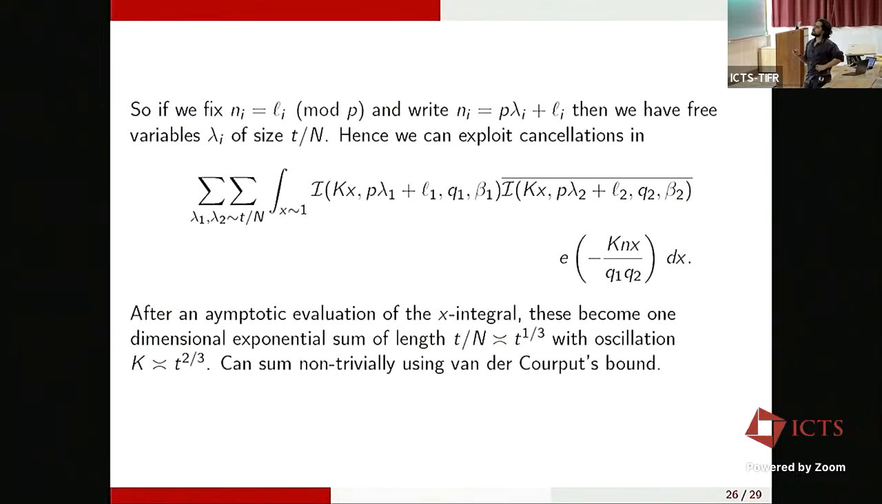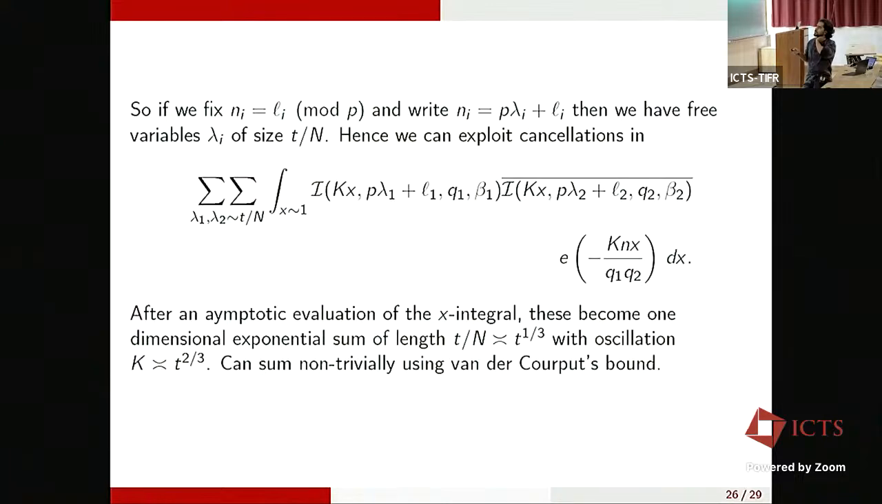So if you write n_i to be some l_i mod p and write n_i in these arithmetic progressions, then since n_i is of size pt by N, these lambda_i's will be of size t by N. But since N is small, N is like t to the power 2/3, we have some length remaining here. And these are kind of free variables from the congruence condition. So since we have this length, we can try to get some cancellation here. But let's try to compare this length with the analytic oscillation here.